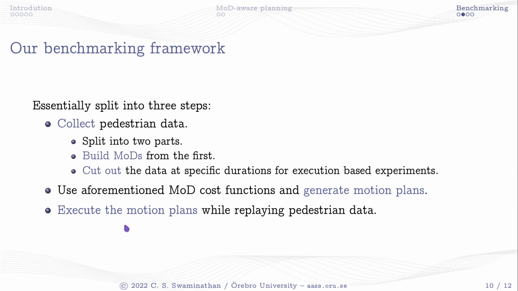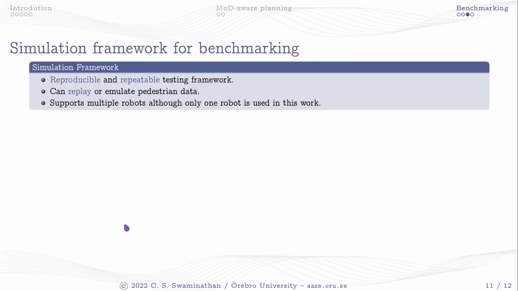What does it mean to replay pedestrian data? We will also shortly see an example of that. The advantages of this simulation framework is that it's highly reproducible and repeatable, which is quite often very hard when you conduct experiments in the real world. We can replay or emulate pedestrian data, which we will again soon see. And it supports multiple robots as well. So you could have 5 robots amidst pedestrians if one would want to, although in this work we just use 1.